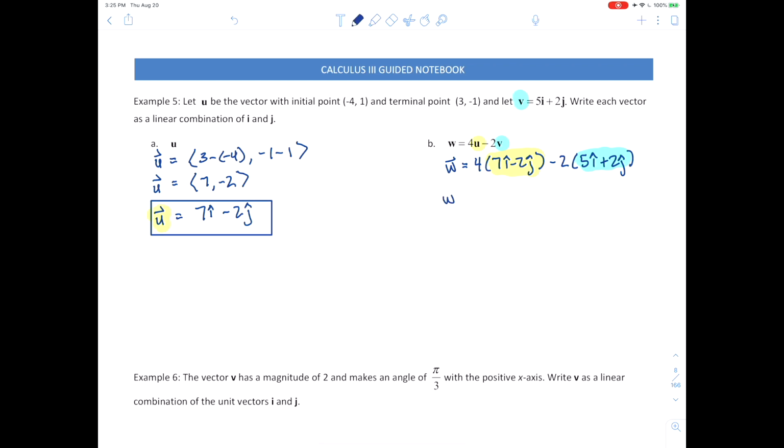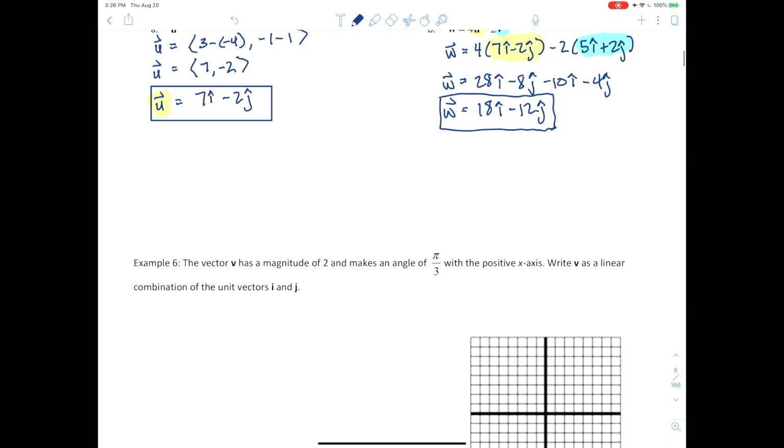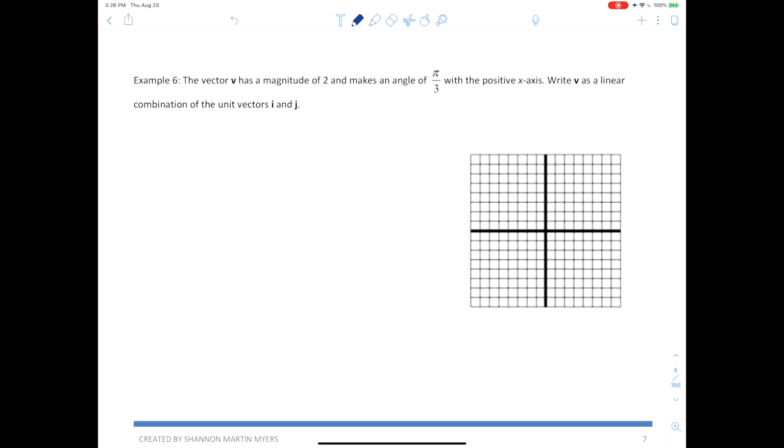So our vector w then, when we bring that 4 in, we'll get 28i minus 8j, my bad, minus 10i minus 4j. So w will equal 18 i's minus 12 j's. Good so far? Awesome. All right, so example 6. Again, if you want to try any of these on your own, you're good.